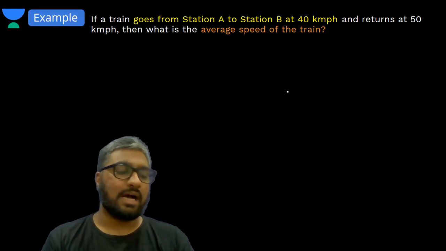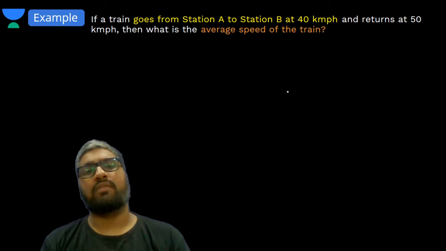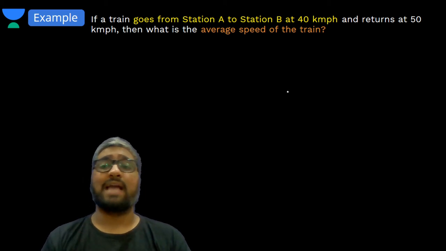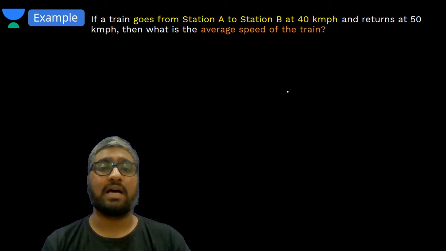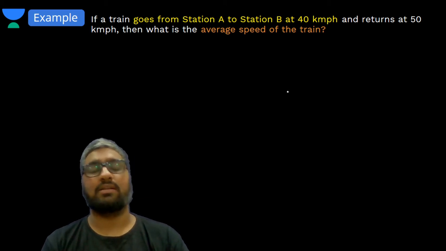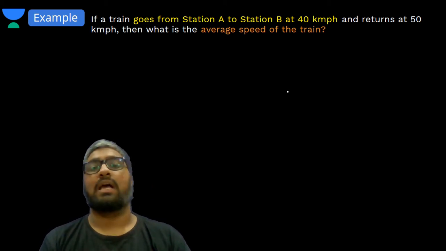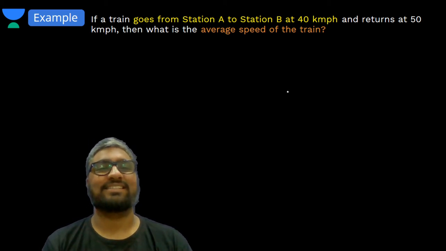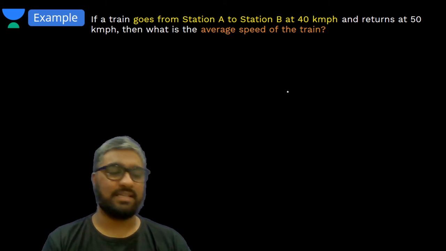Another example of how average speed works. Here is a question. If a train goes from station A to B at 40 and returns at 50 kilometers per hour, then what is the average speed of the train? Very slow train. But what's the average speed?